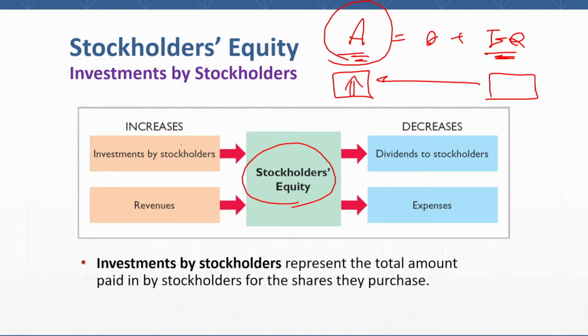As our investors invest in our company, our equity goes up. We record and report that we have received money from our investors. It goes up. As our company makes money in its operations, that also increases our equity. We'll talk about that later. But what decreases the equity? Expenses decrease our equity, as well as dividends.